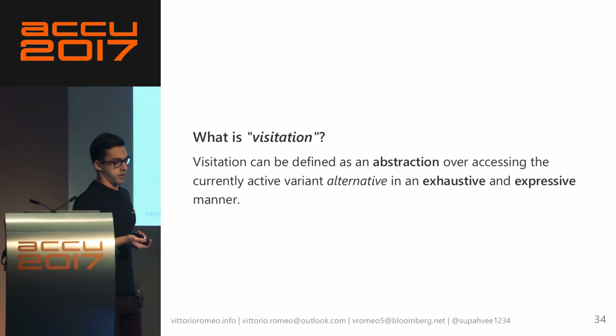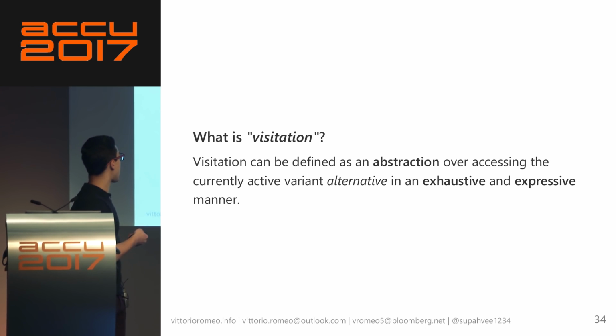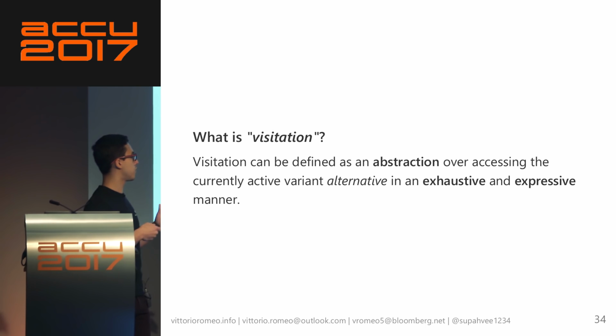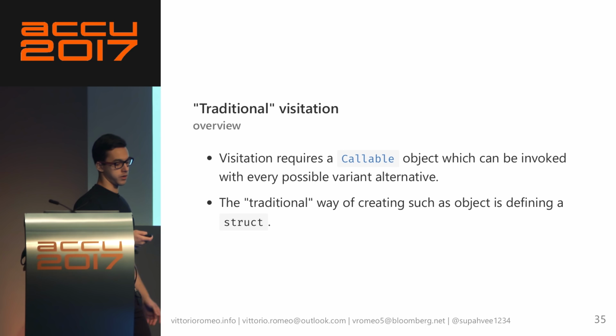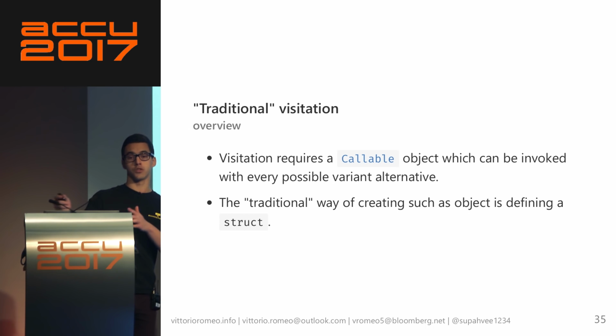So let's first define this concept. I like to think that visitation is an abstraction over accessing the currently active variant alternative in an exhaustive and expressive manner. And that will become clearer with an example. When you want to visit a variant, you need some sort of callable object which can be invoked with every possible variant alternative. So if you have a variant of int and char, you need some visitor that has an overload for both int and char. So it needs to be able to handle all the alternatives.